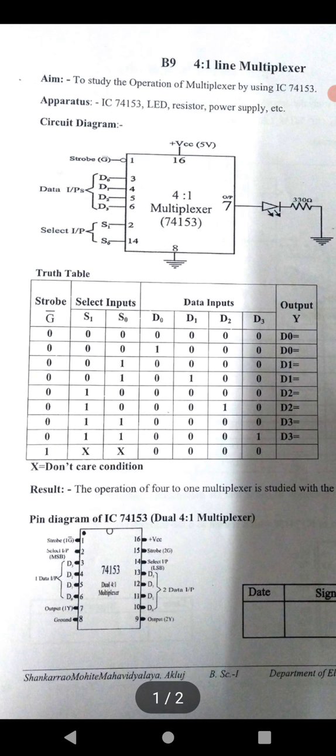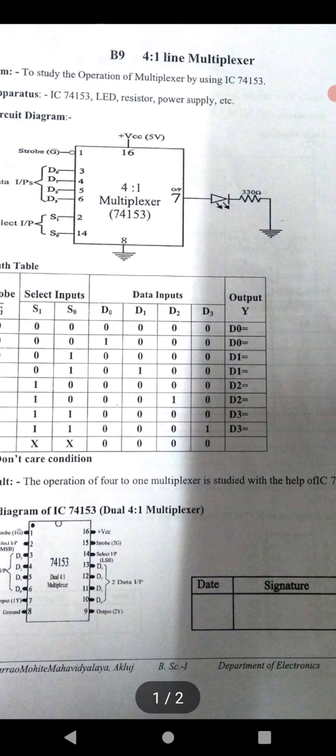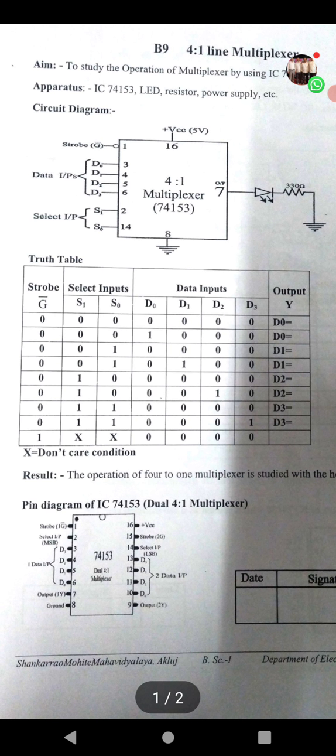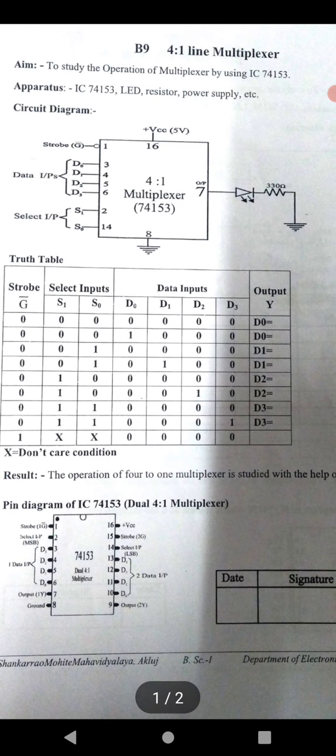Then, second, the select input lines are 0 0 and the data input line selected is D0. Another input is 1 and another is 0, then we observe the output D0. In this way, with different select input lines and applied data inputs, we observe the output Y. In this table, X indicates the don't care condition, that means either 0 or 1.